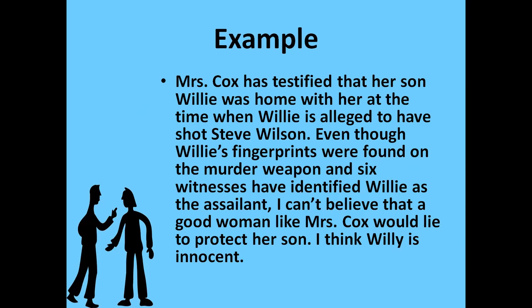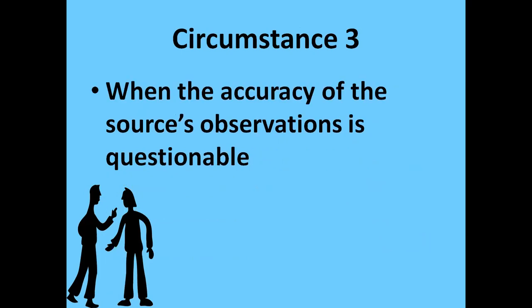Now move to the next reason or circumstance, that is circumstance number 3, condition number 3. It is when the accuracy of the source's observations is questionable. A source may also be unreliable if we have reason to doubt the accuracy of his or her observations or experiences. Let's see the example.